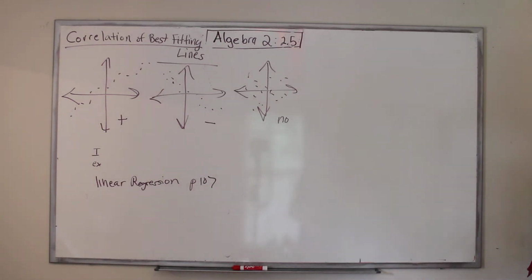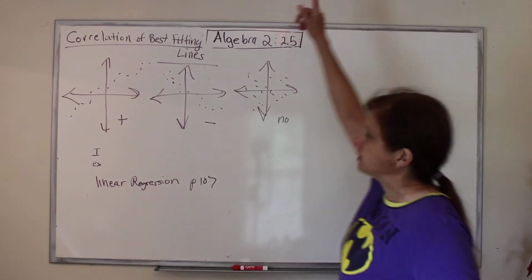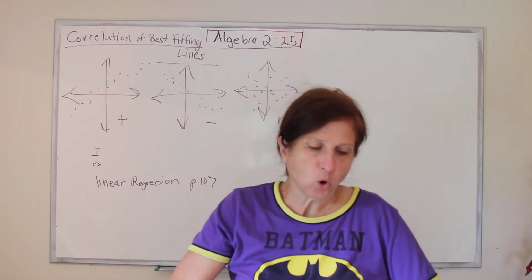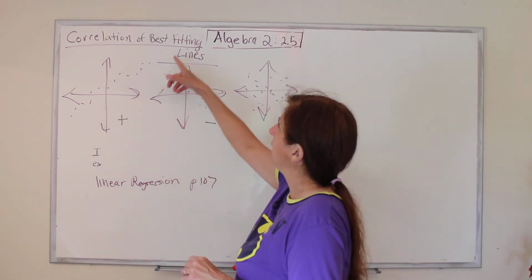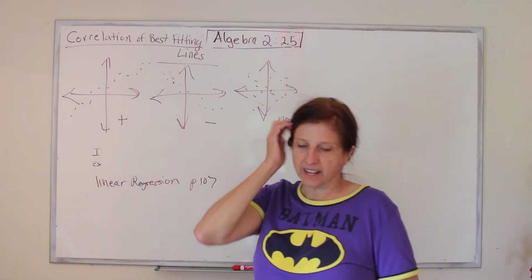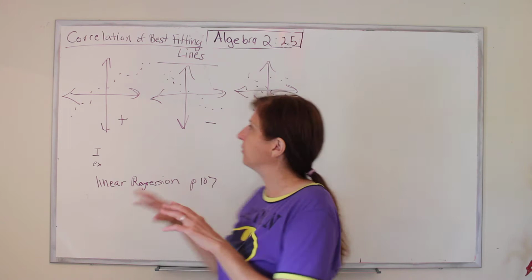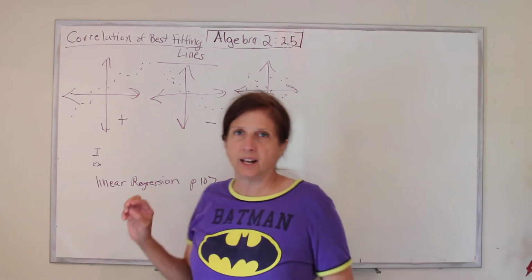Welcome back to Algebra 2, Chapter 2, Section 2.5 in this book, Correlation and Best Fitting Lines. So we're going to talk about, you'll notice there's not much on the board.